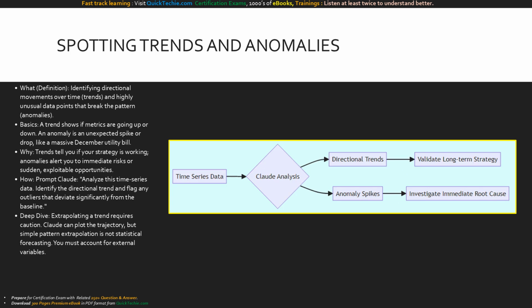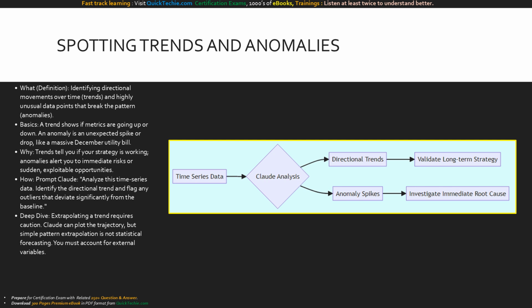With our baseline set, we move to spotting trends and anomalies. A trend is a directional movement over time, while an anomaly is a sudden, sharp deviation from your baseline. The basics involve looking at time series data, like a massive, unexpected spike in your December utility bill.